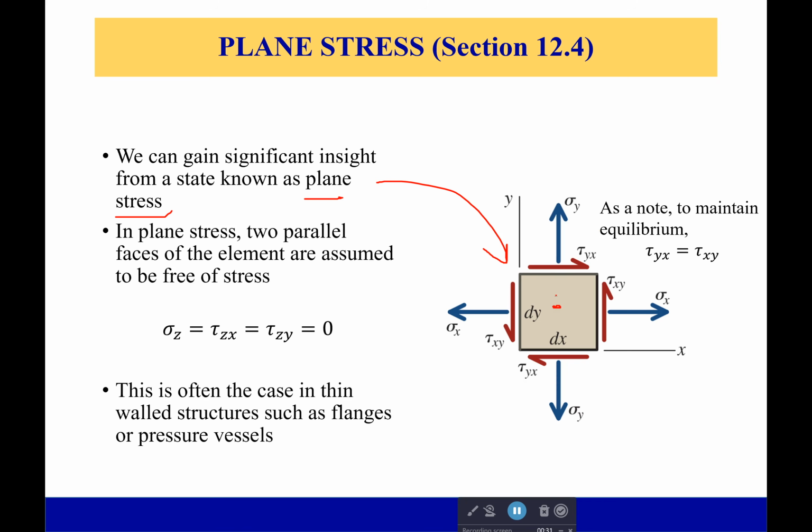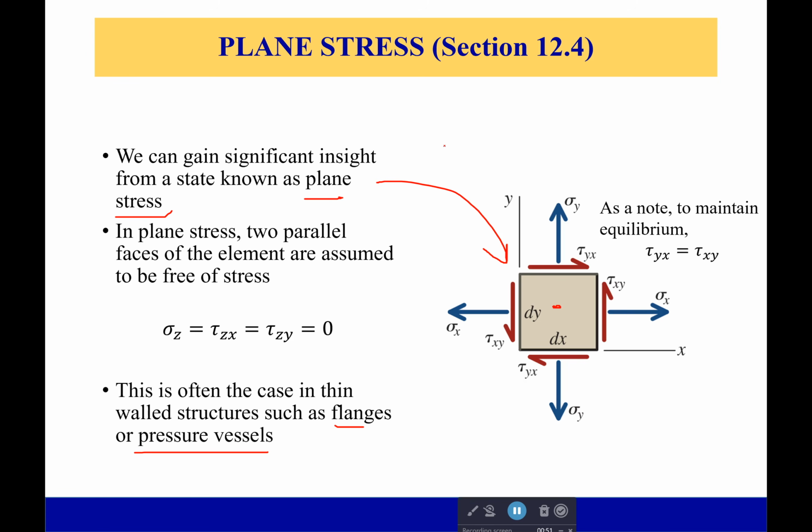Now, if you're wondering, well, this never happens, it actually does happen. It happens in flanges, it happens in pressure vessels, and if a piece of metal is thin enough, you can do some very, very good and very accurate calculations using a plane stress state. Also, this is just going to help us as we're developing our equations.